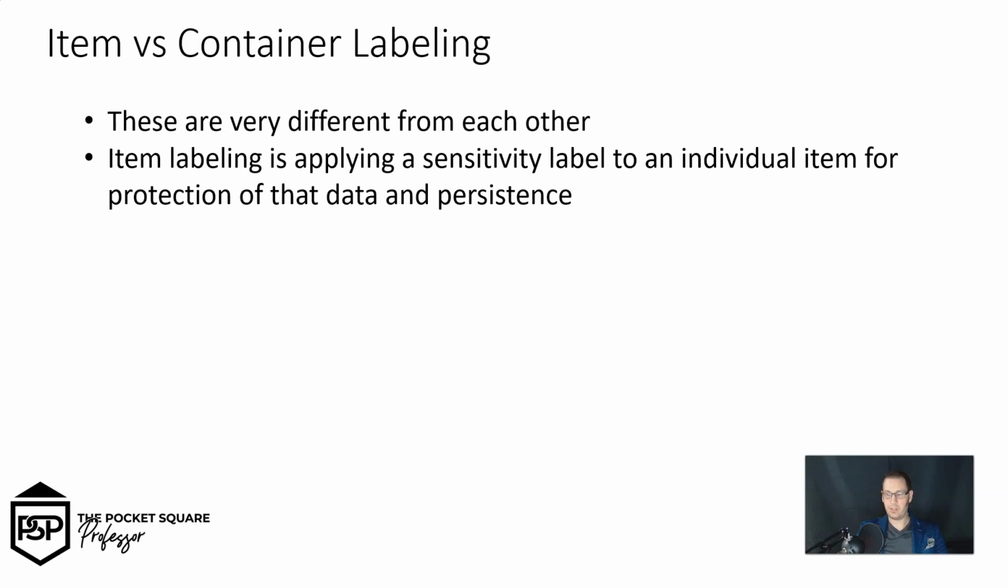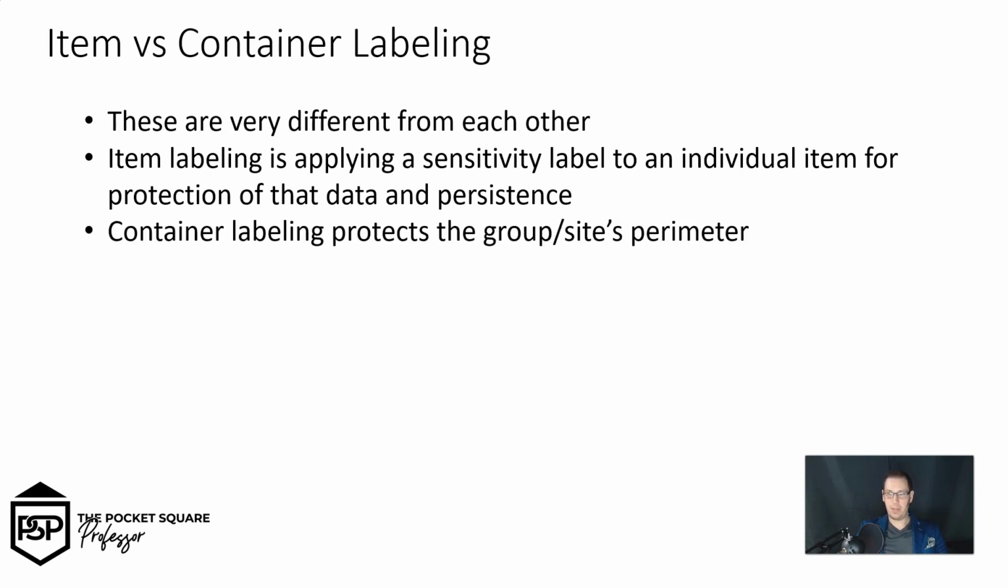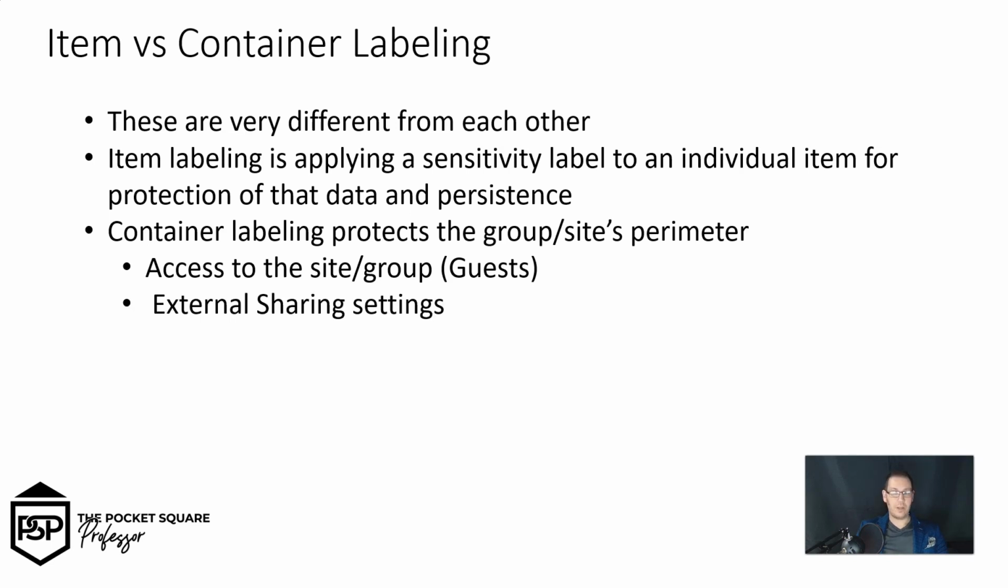Item labeling is applying a sensitivity label to an individual item for protection of that data and persistence. So that's it. Container-based labeling protects the group or the site's perimeter. Now, I say perimeter here because it has nothing to do with the data inside of it. So what it's doing here is that we are controlling access to the site or group. Now, this would be a SharePoint site, or the Microsoft 365 group, which could be a team, as well as external sharing settings. Okay, so that is the purpose of container-based labeling here, and container-based labels are very powerful.